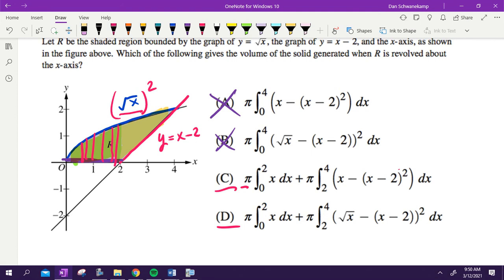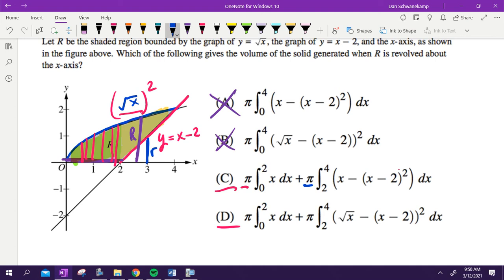My second one is a washer. I can tell it's a washer because two separate lines are rotating around the line we're going against. Okay, we've got this line right here. That's going to be my big radius. That's going to be capital R because it's on the outside to the center. And this is going to be my little r because it's from the inside to the center.